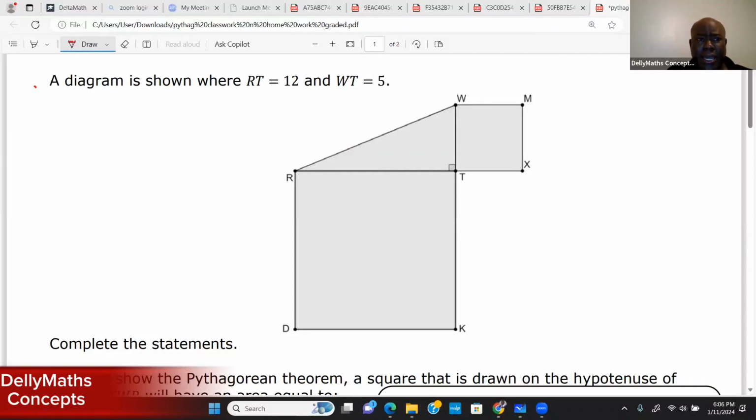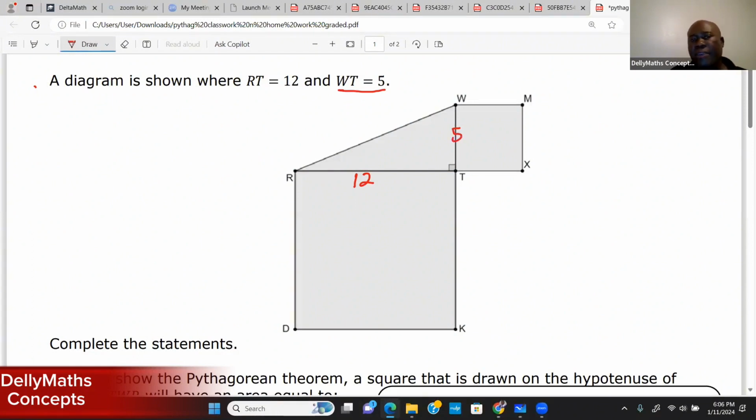It says a diagram is shown where RT is equal to 12. I'm going to label the diagram. So RT is equal to 12, which is this distance here. And WT is 5, which is, this is WT, and it is 5. So I'm going to put 5 right there.